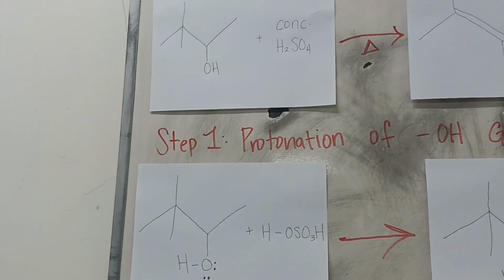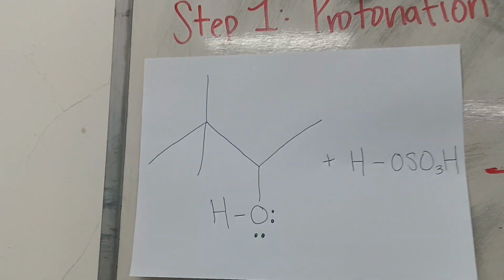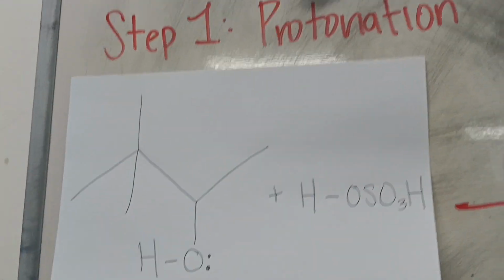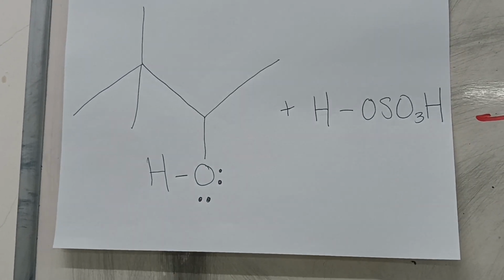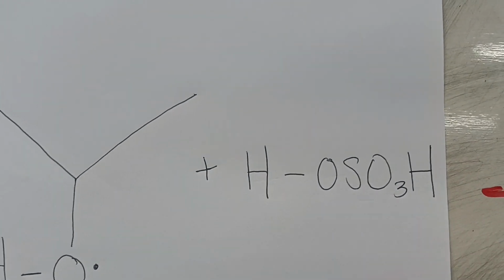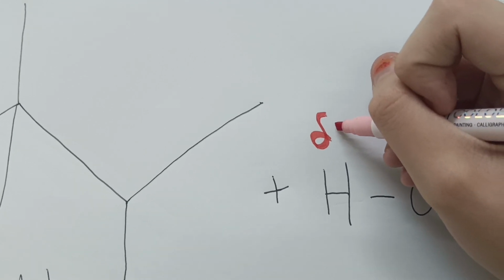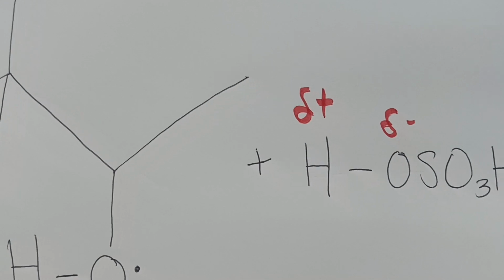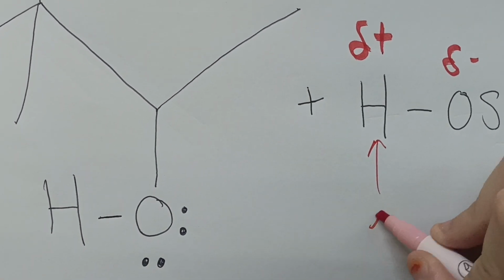For the first step, we need to do the protonation of the OH group. In this reaction, we need to draw the reactants in expanded form because it's the only way to accurately draw the arrows as we go on. In this H2SO4, this hydrogen is partially positive and this oxygen is partially negative. So this H atom will become an electrophilic site.